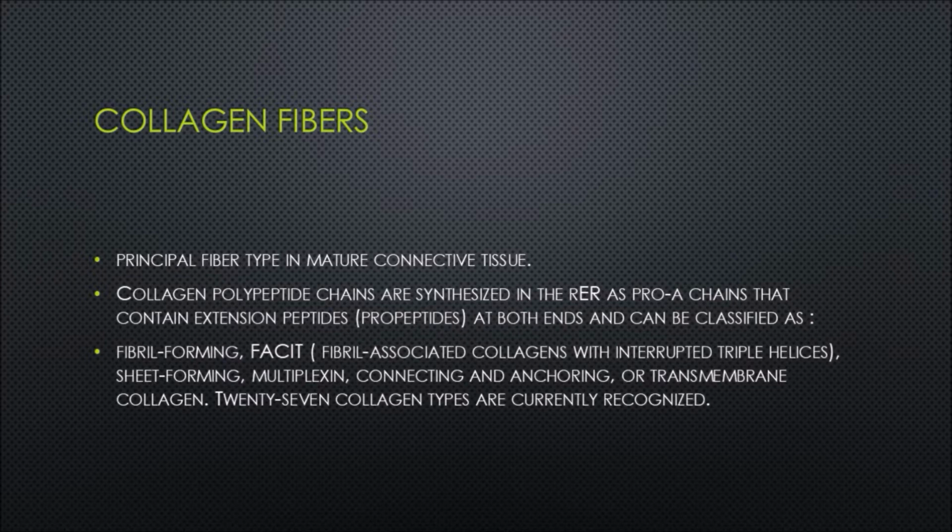Collagen fibers are the principal fiber type in mature connective tissues. Their collagen peptide chains are synthesized in the RER as pro-alpha chains that contain extension peptides, also called propeptides, at both ends, and can be classified as either fibril-forming, FACIT or fibril-associated collagens with interrupted triple helices, sheet-forming, multiplexins, connecting and anchoring, or transmembrane collagen. All in all, there are 27 collagen types that are currently recognized.